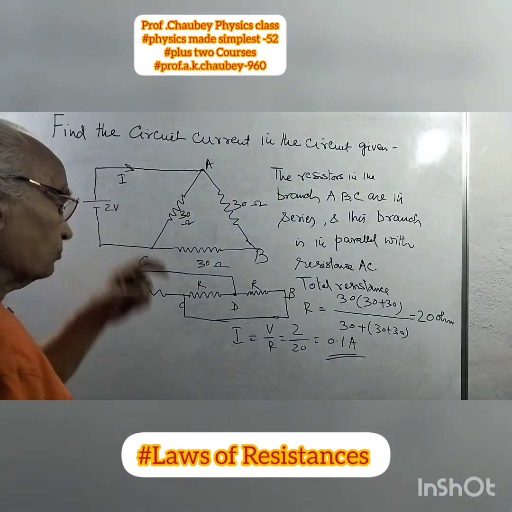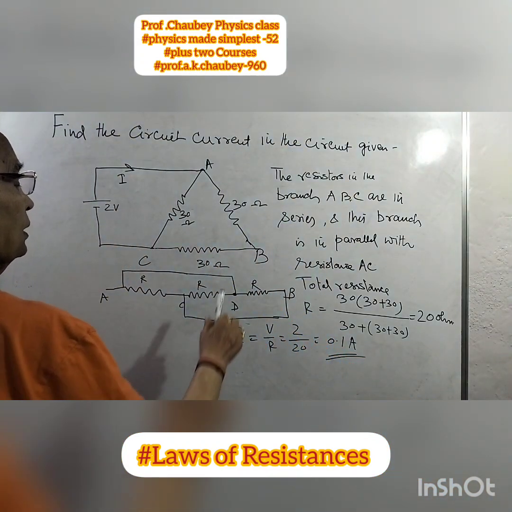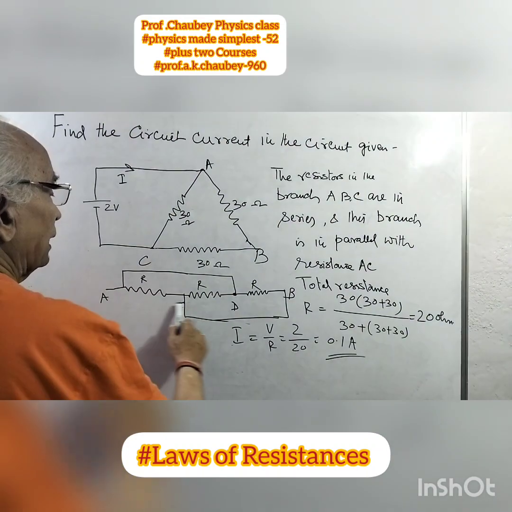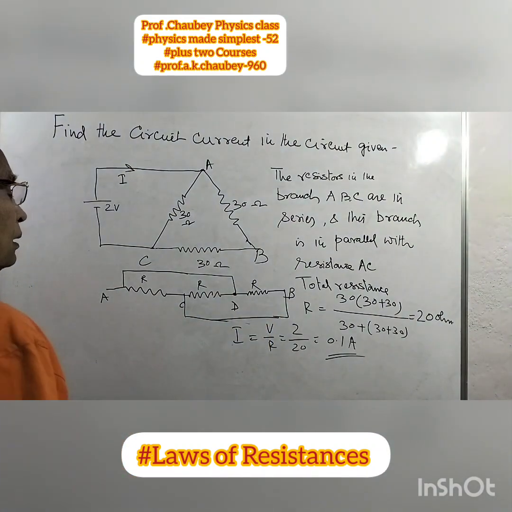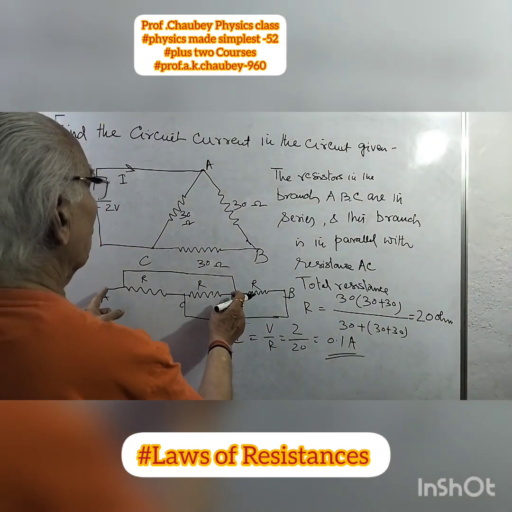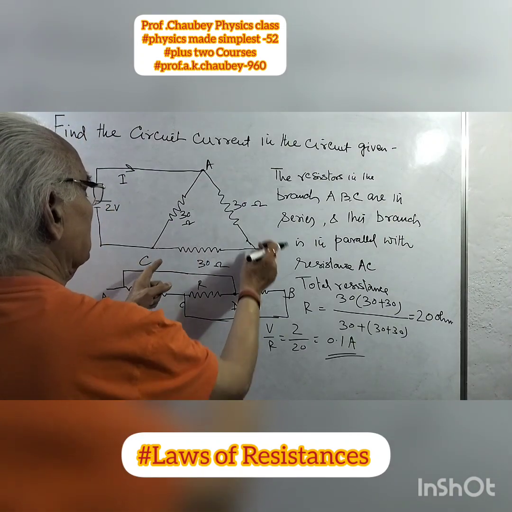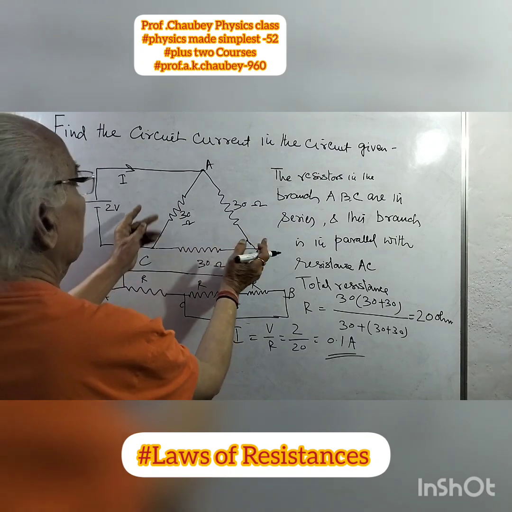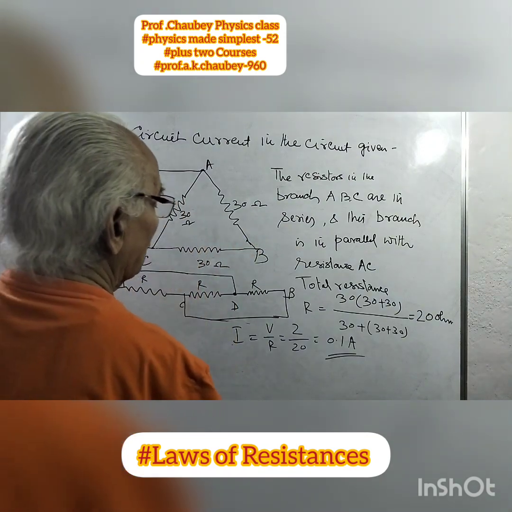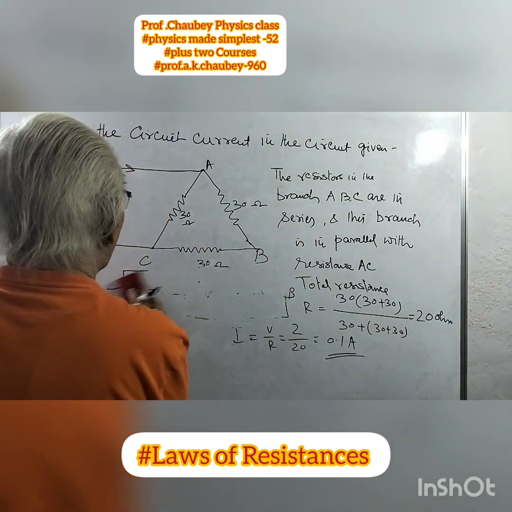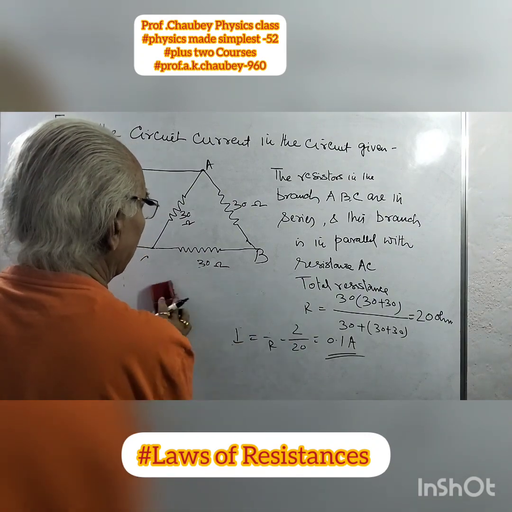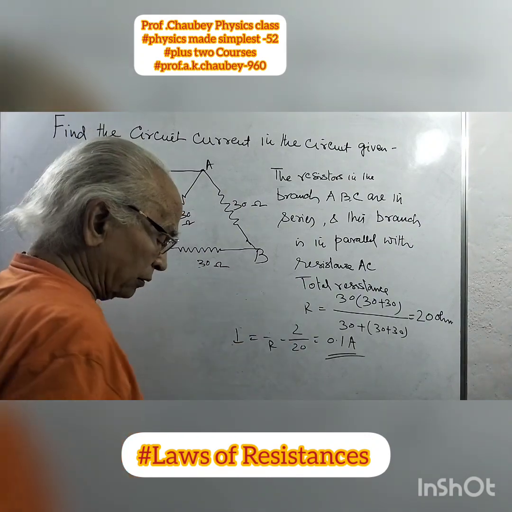That is the answer. These three resistances are like this: these two are in series, and then they are in parallel to this. So I think this is a good example of a numerical.